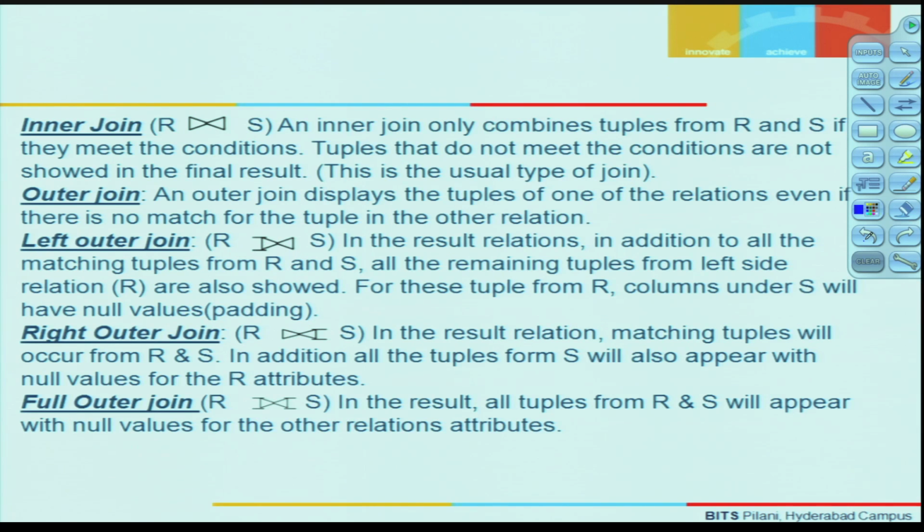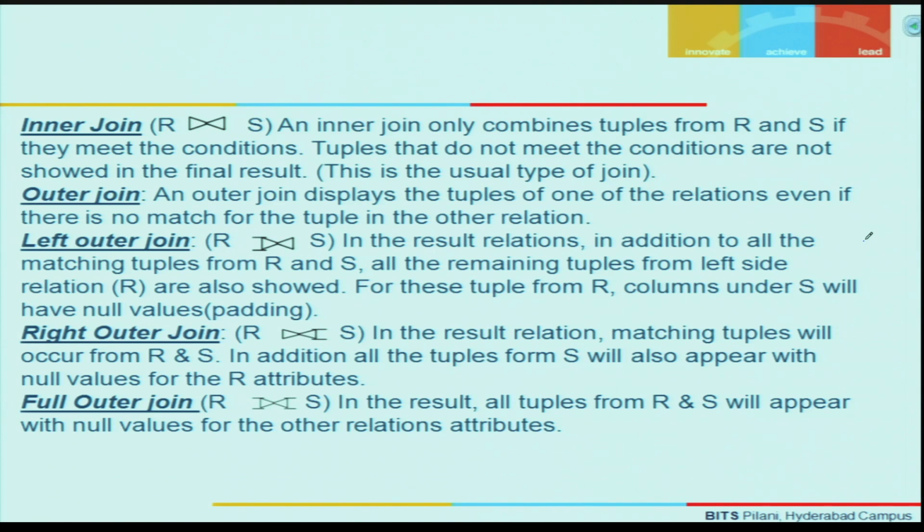And we have inner join and outer joins. An inner join only combines the tuples from R and S if they meet the condition. The tuples that do not meet the condition are not shown in the final result. Okay. So, that is called inner join.